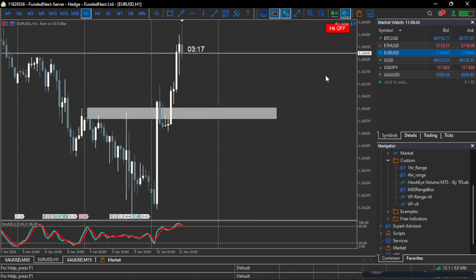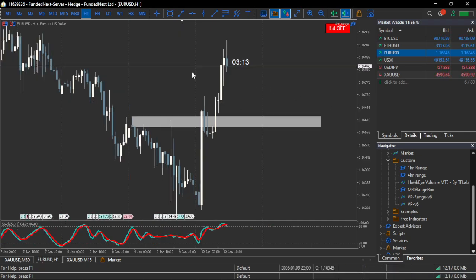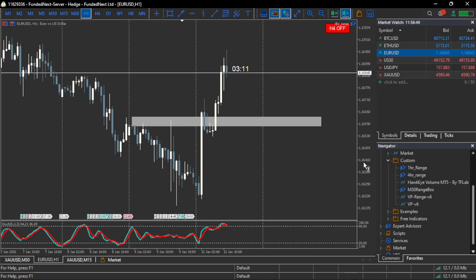Gold, I believe strongly. Crypto, believe strongly. That's basically the market structure.